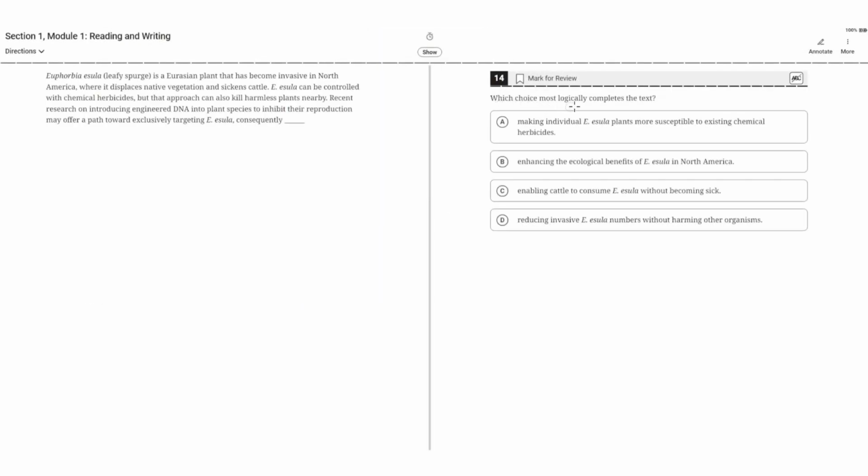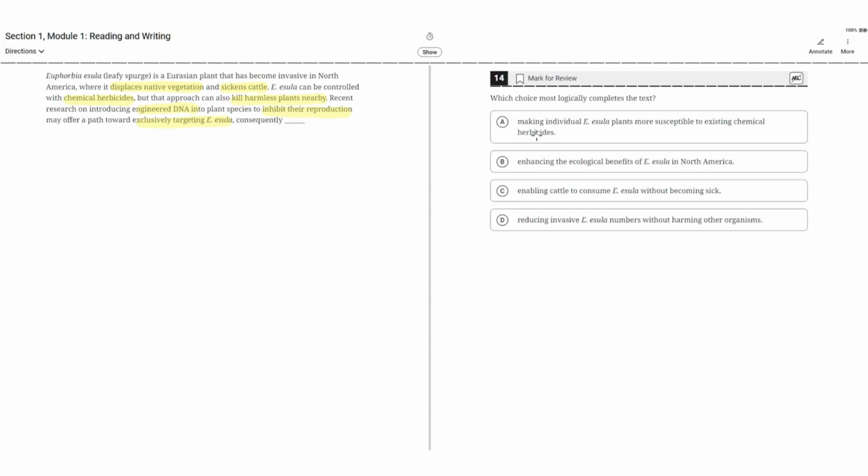Which choice most logically completes the text? Euphorbia esula, leafy spurge, is a regrowth plant that has become invasive in North America, where it displaces native vegetation and sickens cattle. E. esula can be controlled with chemical herbicides, but that approach can also kill harmless plants nearby. Recent research on introducing engineered DNA into plant species to inhibit their reproduction may offer a path toward exclusively targeting E. esula, consequently blank.